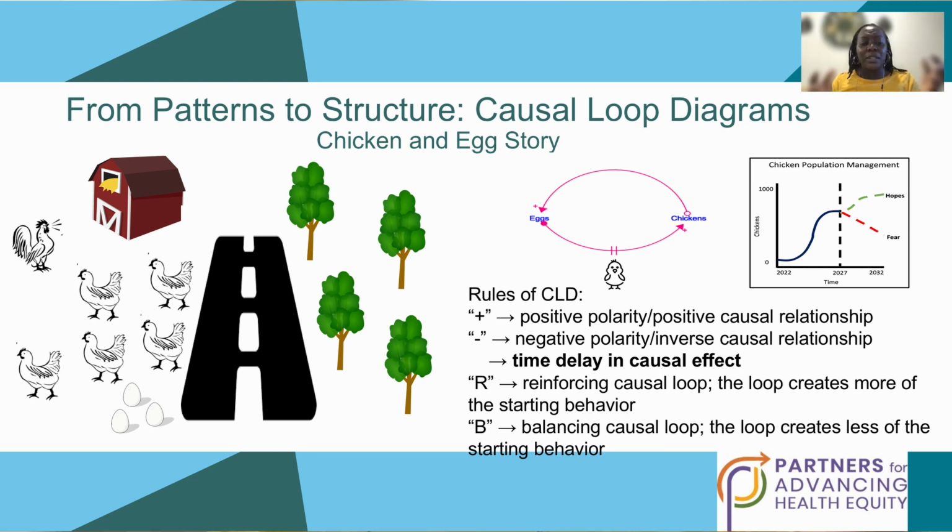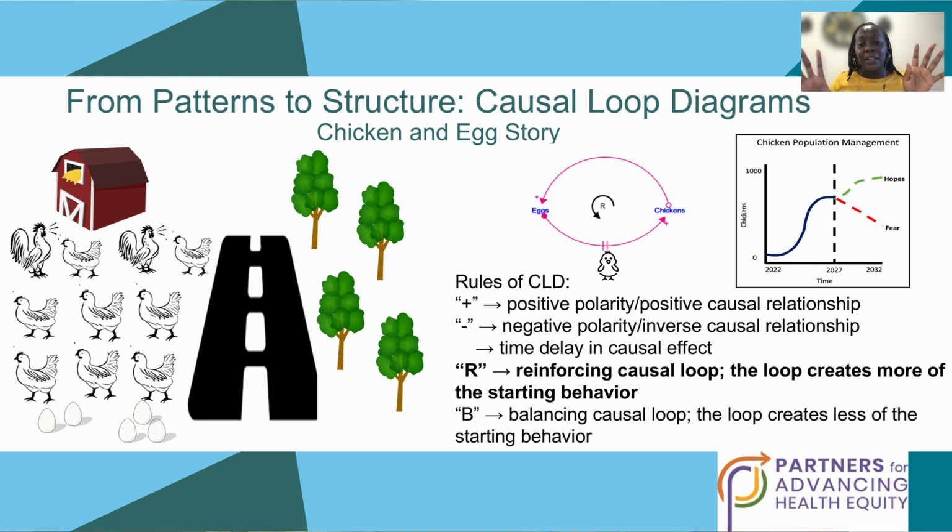But we also know that chickens don't come out of eggs fully grown, right? They first have to go through this really cute chick phase, right? And to represent that time delay between when an egg becomes a chicken, you use a double hash mark on the body of the arrow. So that double hash mark represents a time delay in any causal effect that you're interested in, right? In this case, again, chickens need a little bit of time to grow up. Our eggs need a little bit of time to hatch, grow up, and become full-grown chickens.